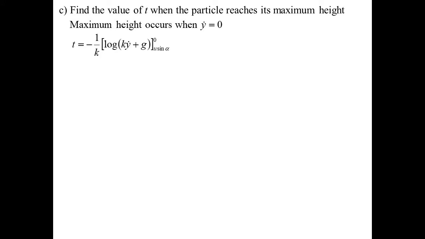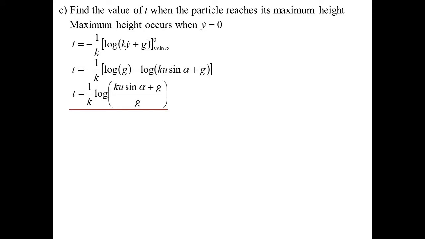Find the value of t when the particle reaches its maximum height. Mind you, this is now going to save me some time because I already have an expression for time. And we know maximum height will occur when y dot is equal to 0. So I can just substitute into the expression that I had already found for t and, well, play around with it. There it is. 1 on k log of (k u sine alpha plus g) on g.